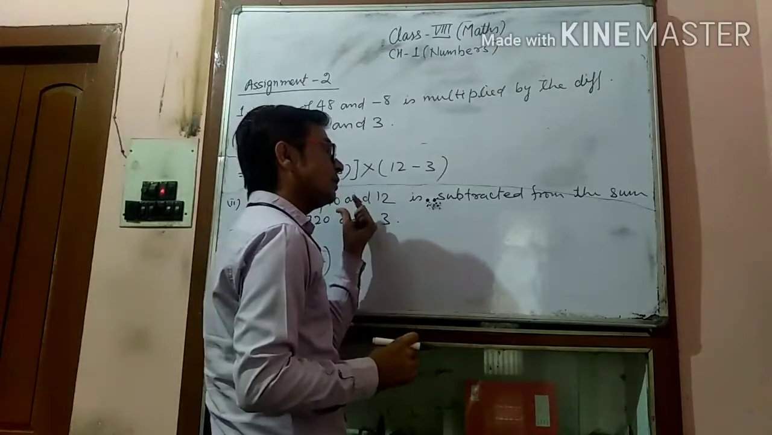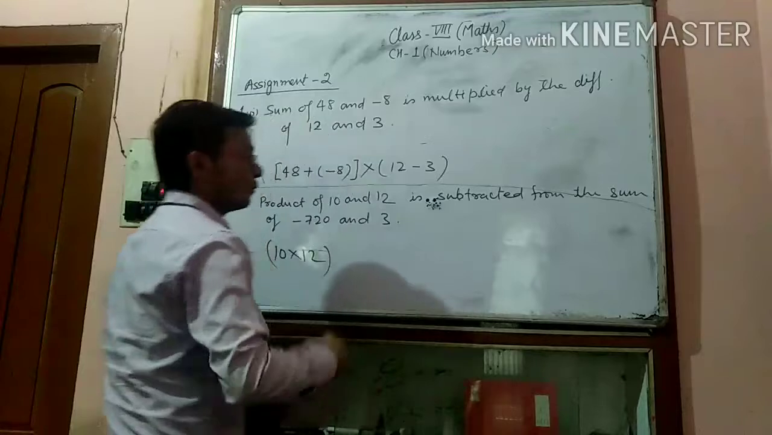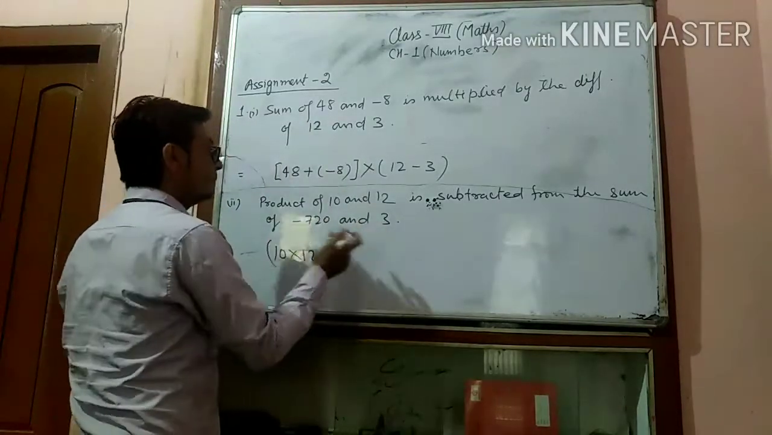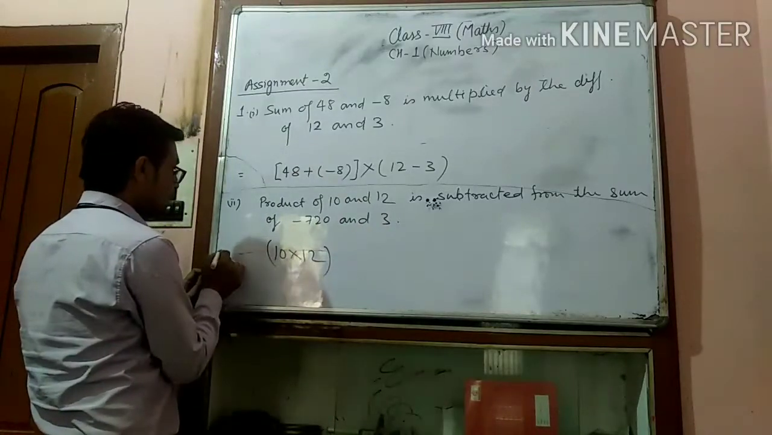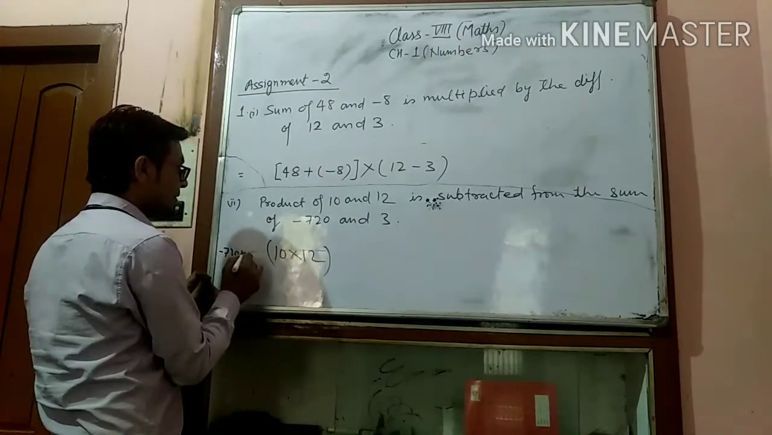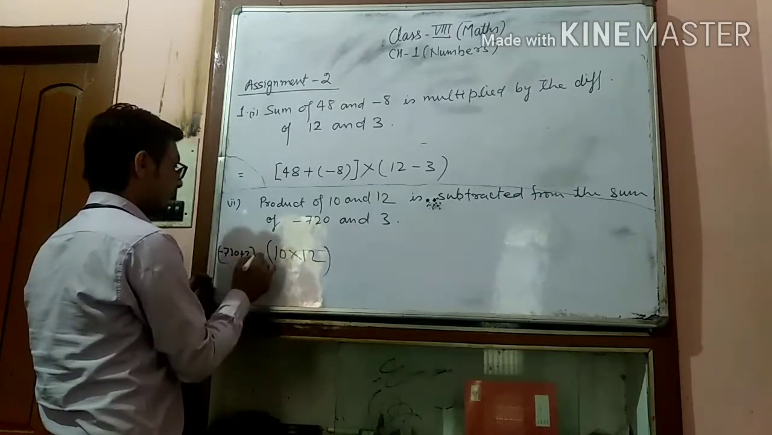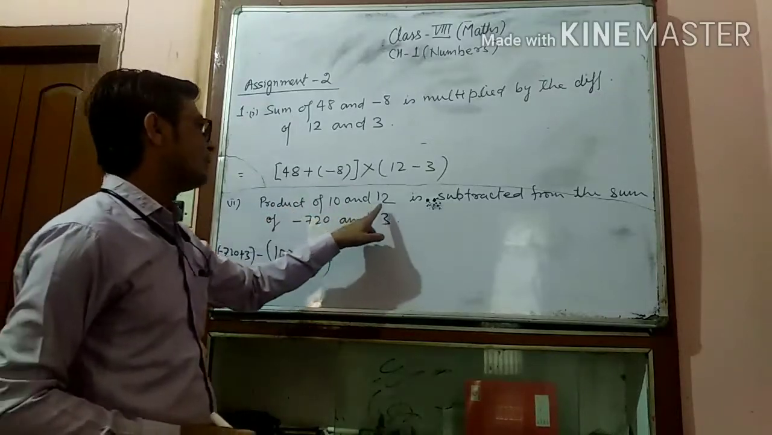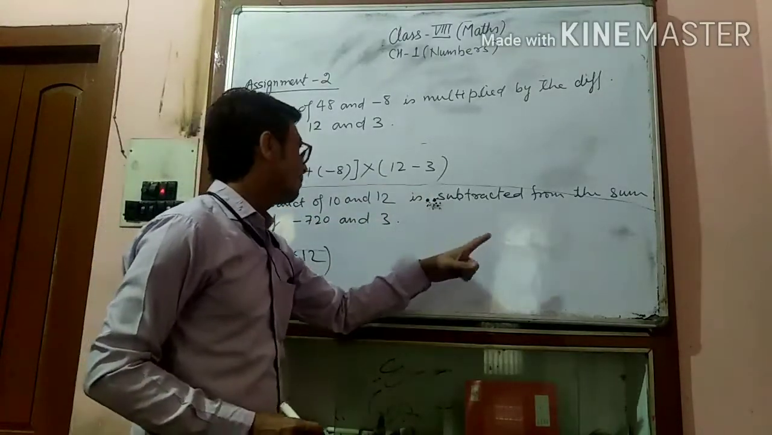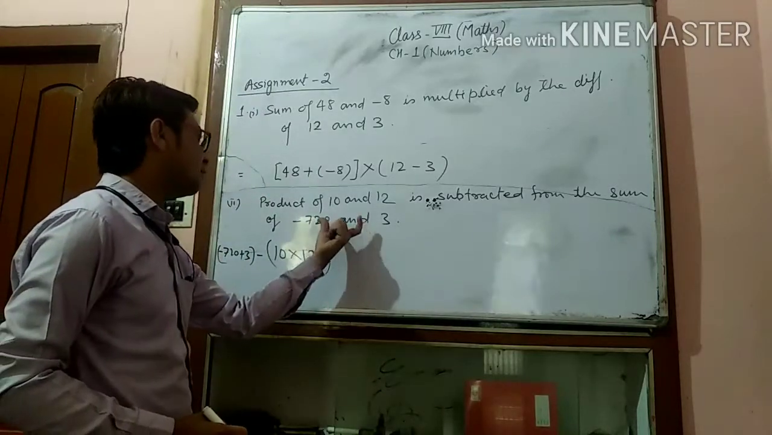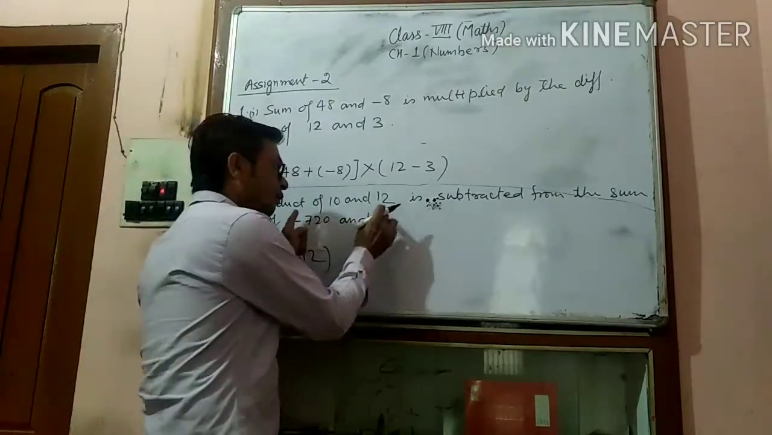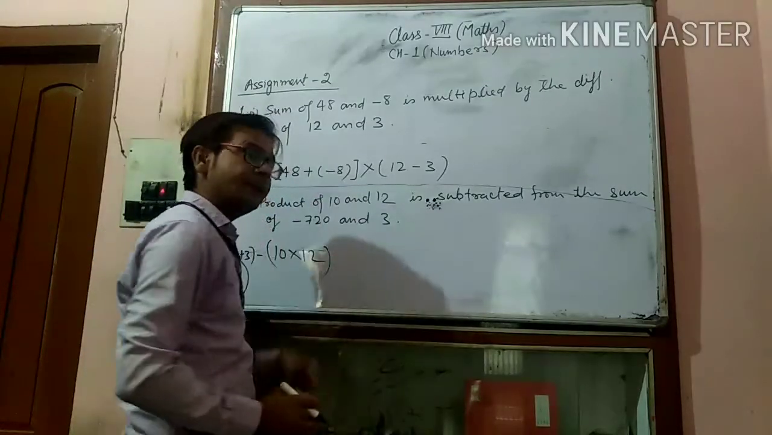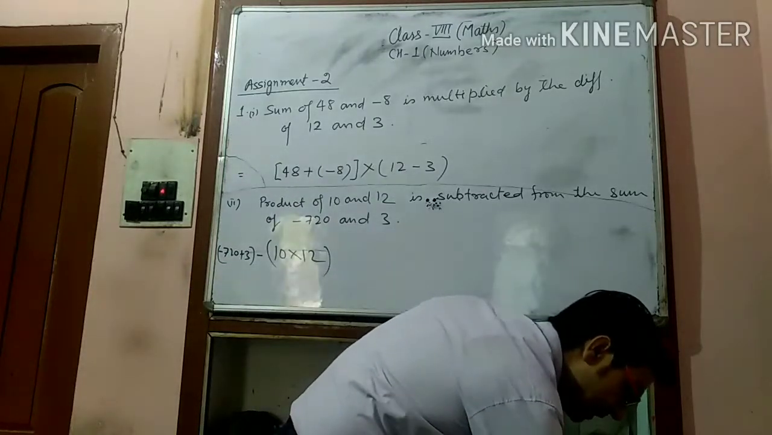This is subtracted from this one. From means this will be first, and after that the sum of minus 720 plus 3. The product of this one is subtracted from this one. So from means we have to subtract from this one, which means this will be first and the product will be second. So this is the second question.